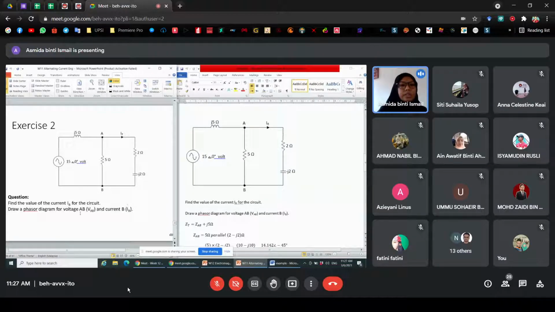So you need to find the voltage for VAB, which means that this is the node for A and B. So you need to find the voltage here. What is the voltage across the 5 ohm?